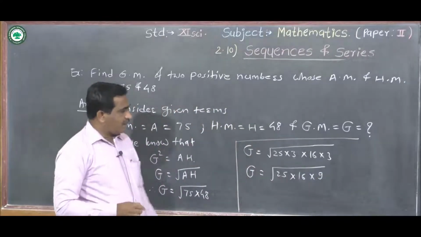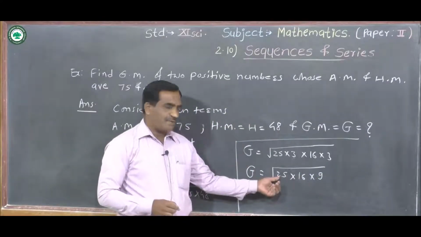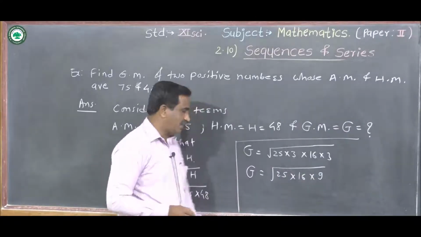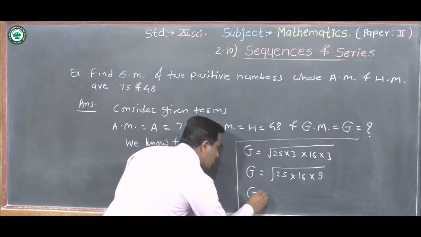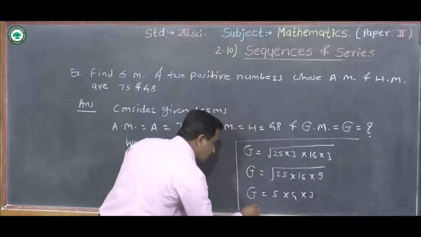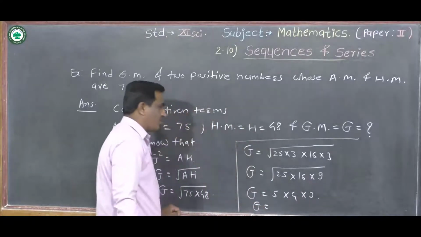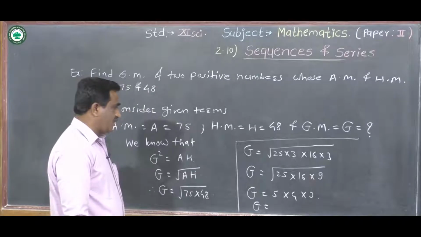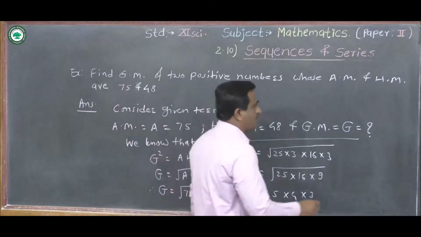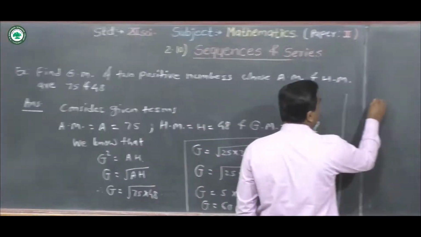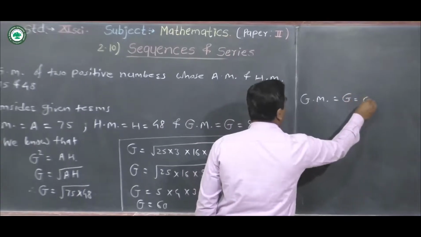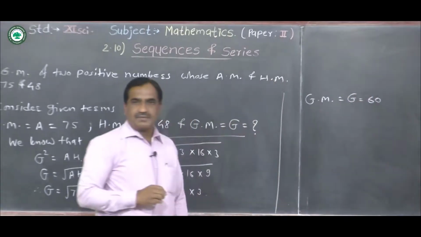And we can find the square root of all these numbers. Square root of 25 is 5, square root of 16 is 4, square root of 9 is 3. That is G is equal to 5 into 4 into 3. Taking the product, 5 into 4 is 20, 20 into 3 is 60. Geometric mean G is equal to 60. This is the answer for this example.